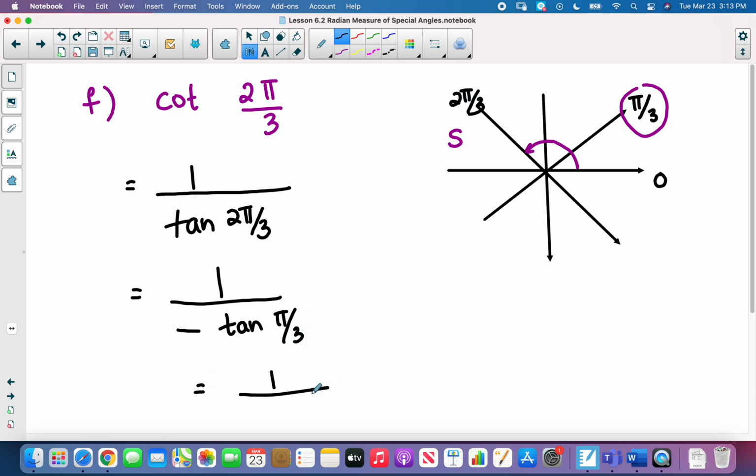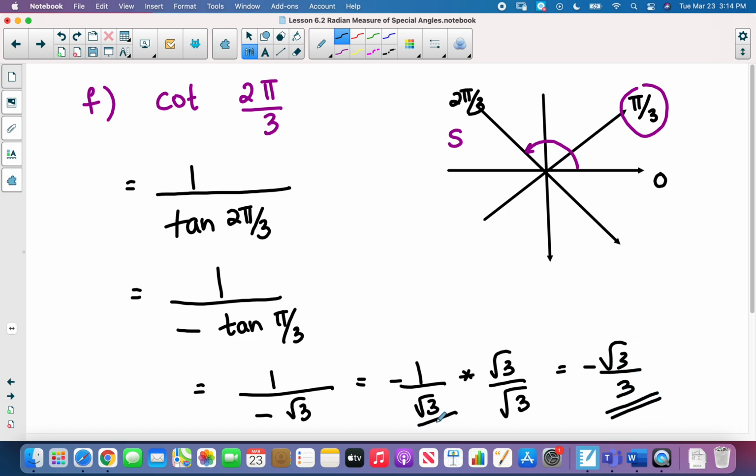So it's 1 over negative of tan 60, which is root 3. Okay, so it's negative 1 over root 3. And if you want to rationalize or remove the radical in the denominator, you multiply and divide the denominator and numerator by root 3, and you get negative root 3 over 3. So this answer or this answer both are fine.